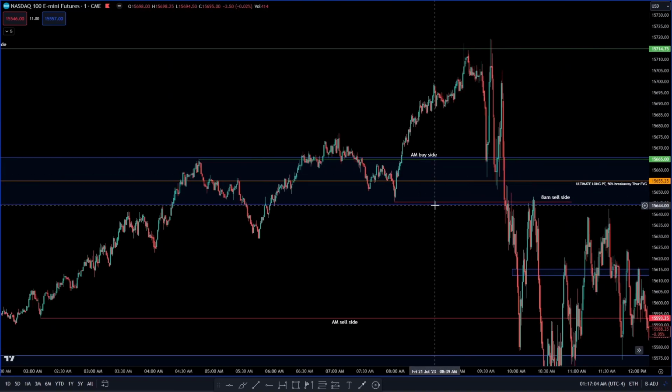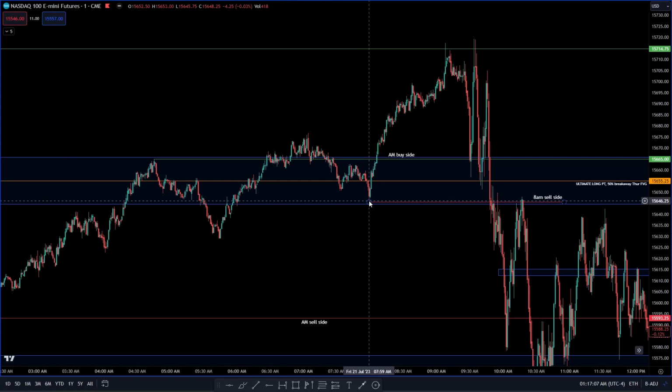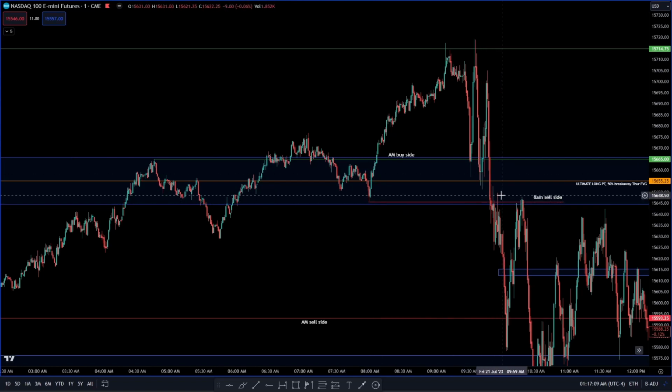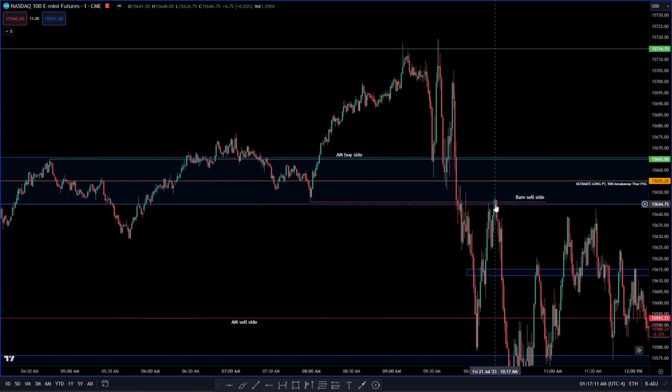But what we really want to focus on here is this liquidity grab to the downside and why this level is important, because we're going to see it gets attracted to this level. It retests later in the session here, after the market opens.